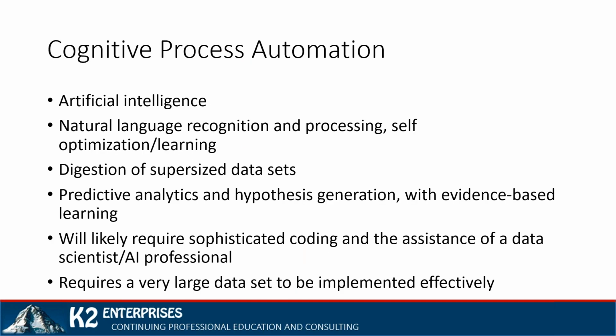The next thing, the final step here then, is cognitive process automation. That's the next evolution here. That's where we're digesting large data sets. We have predictive analytics. Again, we're using evidence-based learning and inductive statistics, which are different from descriptive statistics. We can also do things like natural language recognition. So you think about this, all of us do this every day with Google. Ask Google, what's the weather in 37922?